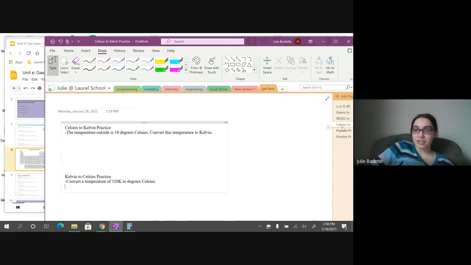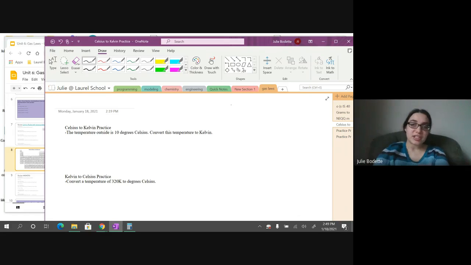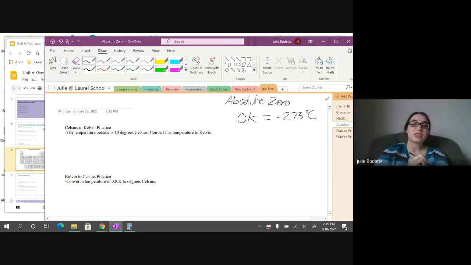So there's that practice. And then we have converting between Celsius and Kelvin. So one of the easiest ways to do this is to just write down the equation. But let's say it's been a while and you've forgotten the equation, because that happens to me a lot, right? So the easiest thing to do for me to remember the equation is to think about absolute zero. So we know that 0 Kelvin equals negative 273 degrees Celsius, right?